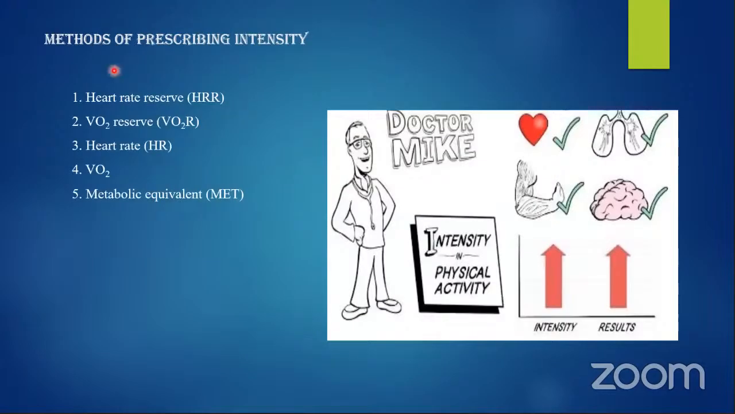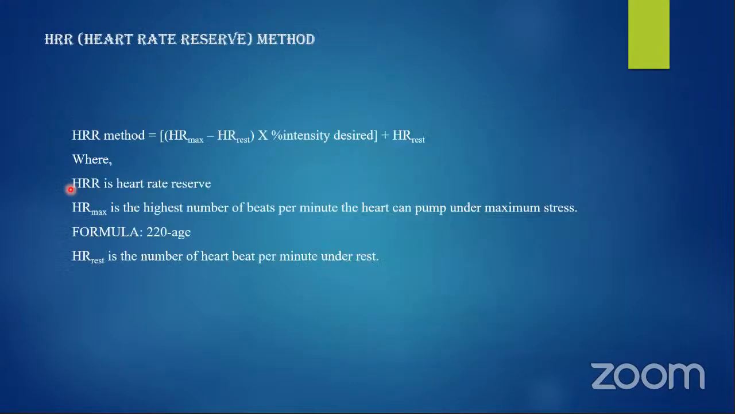Next comes the methods of prescribing intensity. So we are going to look at heart rate reserve, VO2 reserve, and heart rate. Here comes the heart rate reserve method, the HRR method. HRR, heart rate reserve, is basically the difference between the HR max and HR rest. The formula for the HRR method is HR max minus HR rest, multiplied by percentage of intensity desired, plus HR rest. HR max is the highest number of beats per minute that your heart can pump under maximum stress.